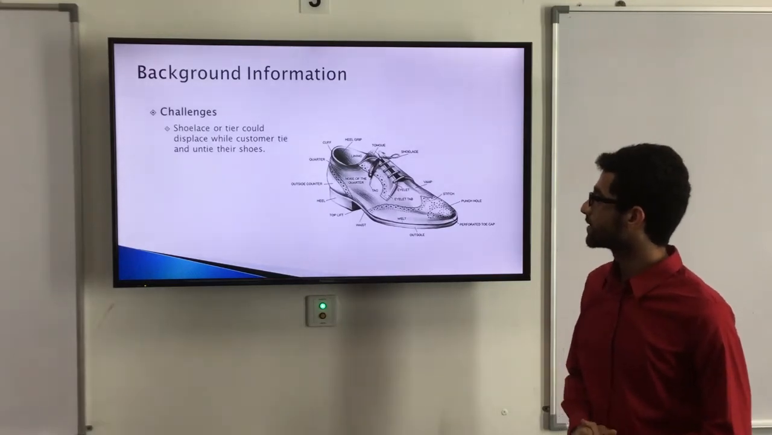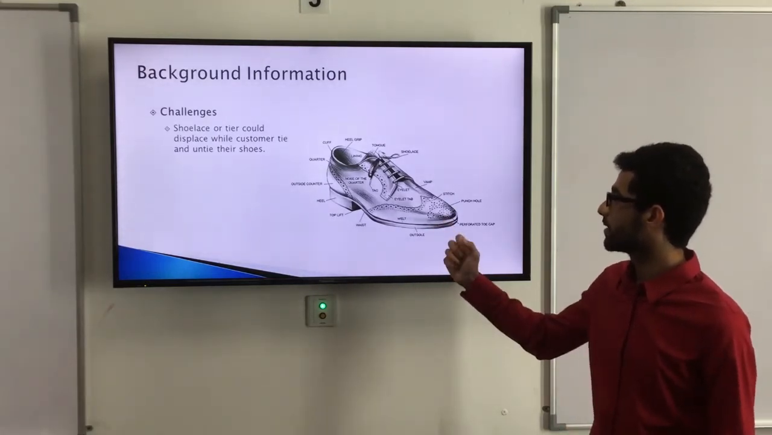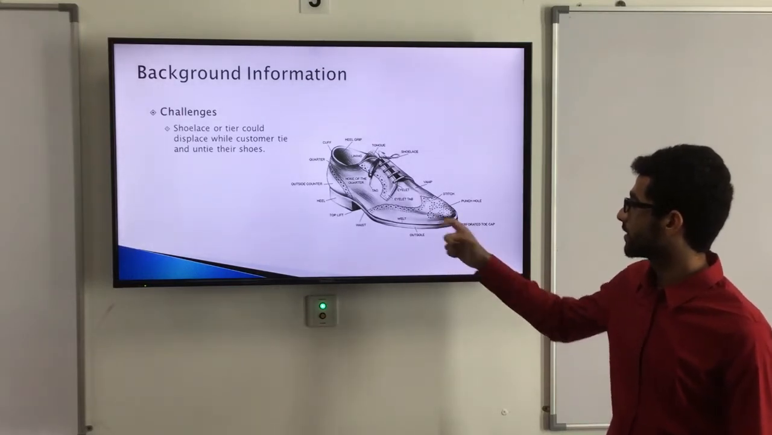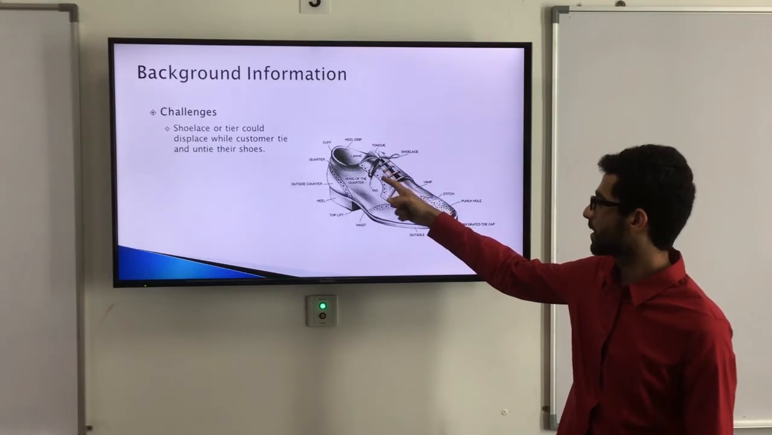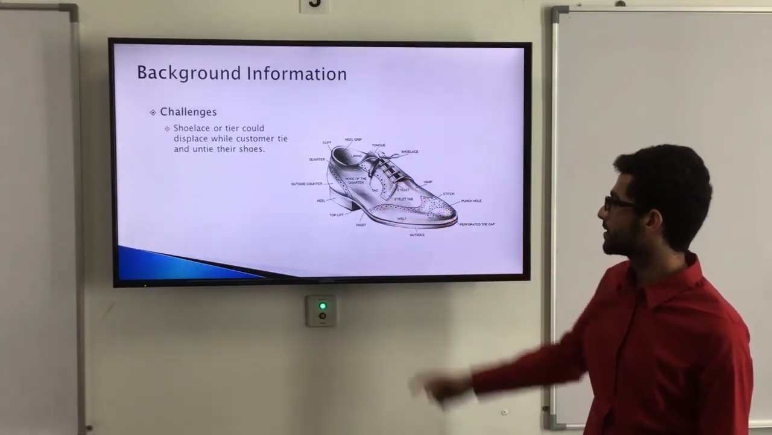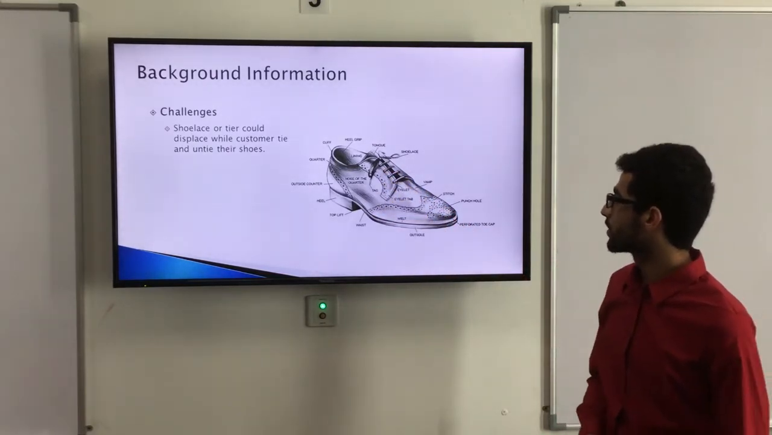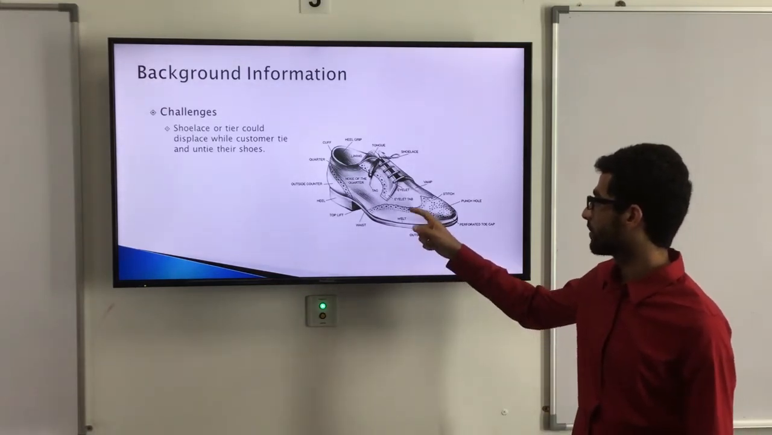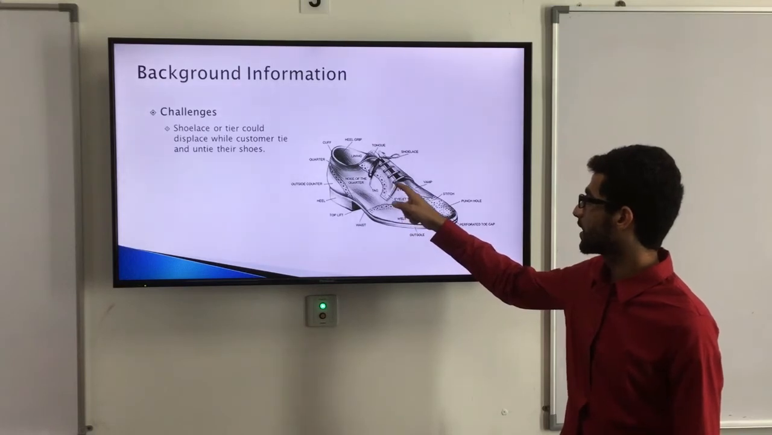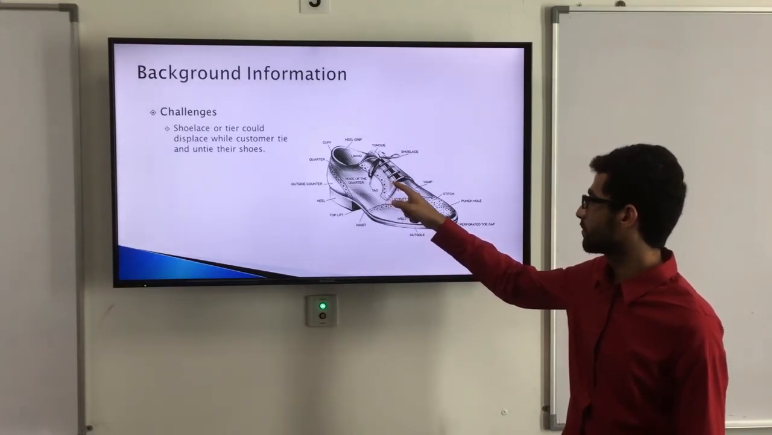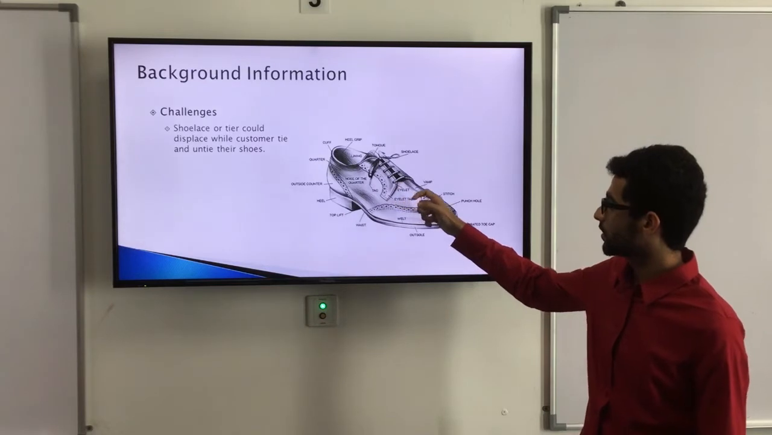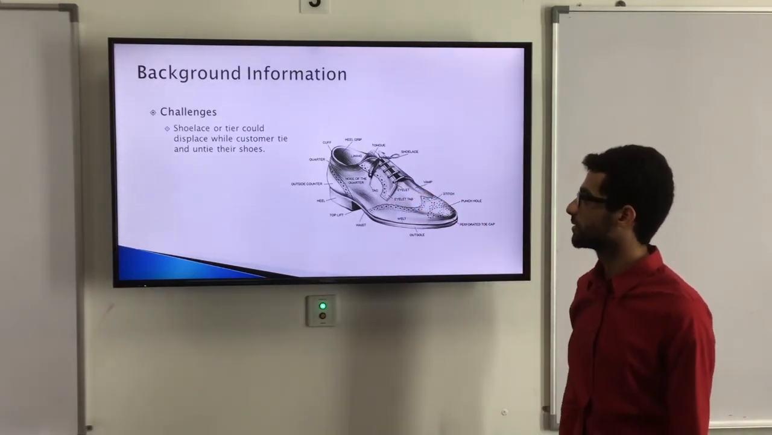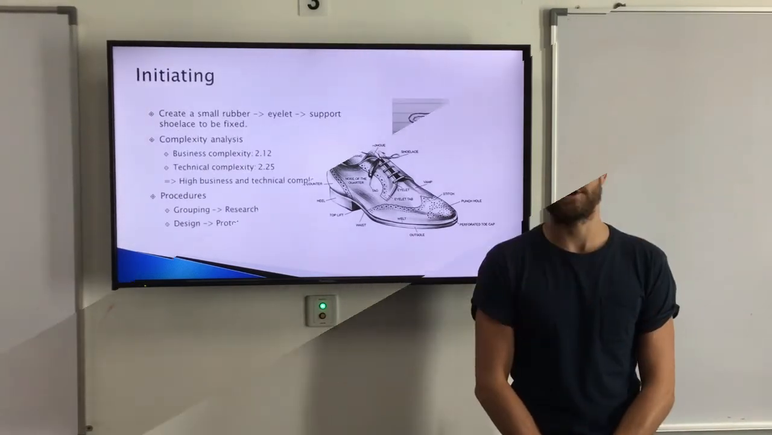Again we can see when people are wearing formal shoes, the shoelace can be displaced and moved. So the idea is to put the rubber inside the eyelet, and the shoelace is put inside the rubber. The rubber prevents the shoelace from displacing, and it will be stable and balanced.